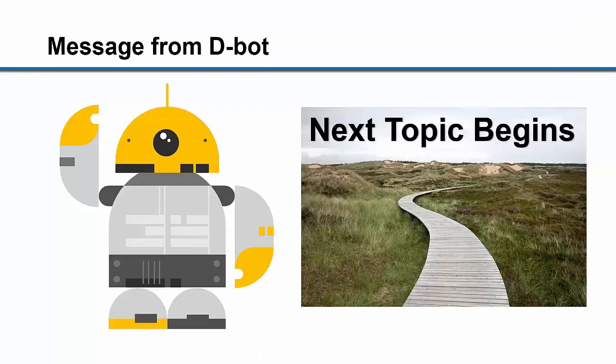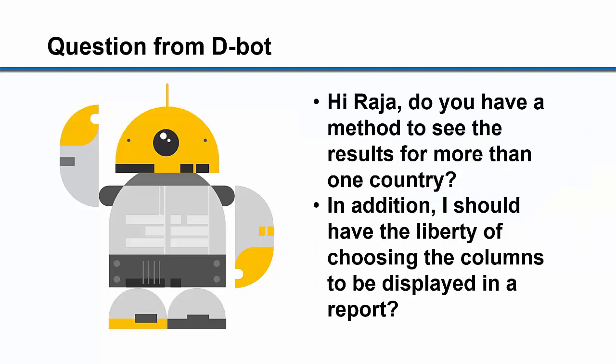Okay, let us begin the next topic. Dbart is having a question. Hi Raja, do you have a method to see the results for more than one country? In the parameter example, you mentioned that a specific country can be selected by the user, but assume that I want to see the report simultaneously for 2 countries or 3 countries. Will that method work, or I should think about any other method? In addition, I should have the liberty of choosing the columns to be displayed in a report.